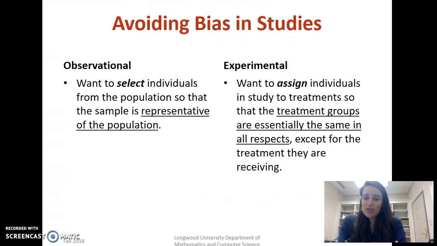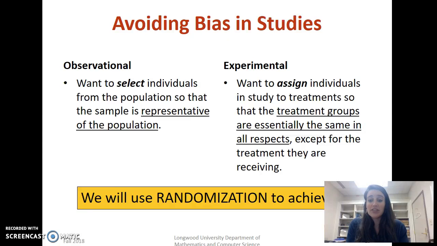So how do we avoid those types of bias? For observational studies, we want to select individuals from the population so that the sample is representative of the population. And for experimental studies, we want to assign individuals in the study to treatments so that the treatment groups are essentially the same in all respects, except for which treatment they're receiving. So to achieve this in either case, to avoid bias, we want to use randomization. That is the way that we avoid bias in either case.